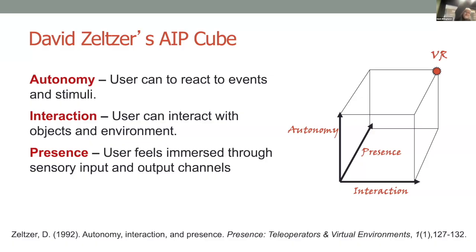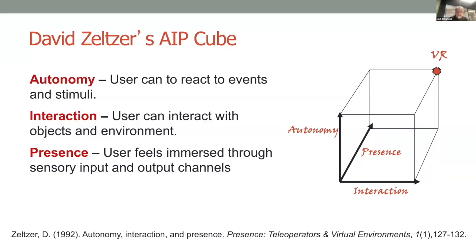So you can see these three axes there, the interaction axis, the autonomy axis, and the presence axis. And so VR is at the far end of all of those three characteristics. So it provides you the ability to react to events happening in the space. You can interact with the space, and you feel present in the space.